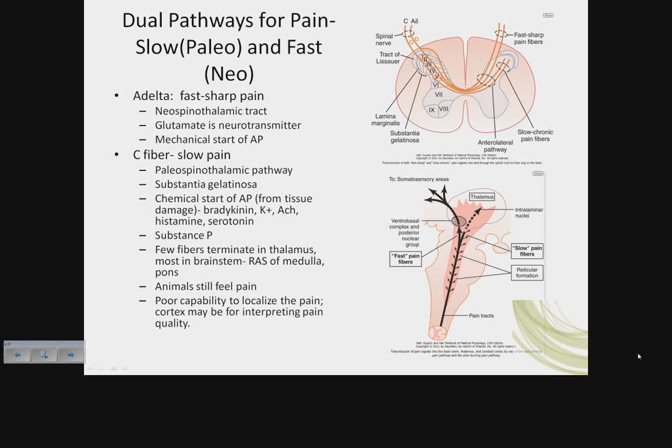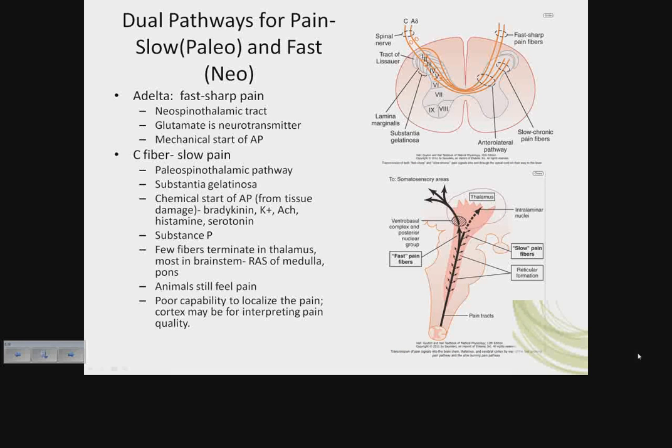So to continue on with that, localization of pain transmitted through this paleospinothalamic pathway is imprecise. For instance, slow chronic pain can usually be localized only to a major part of the body, like to one arm or leg, but not to a specific point on the arm or leg. This is in keeping with the multisynaptic diffuse connectivity of this pathway.